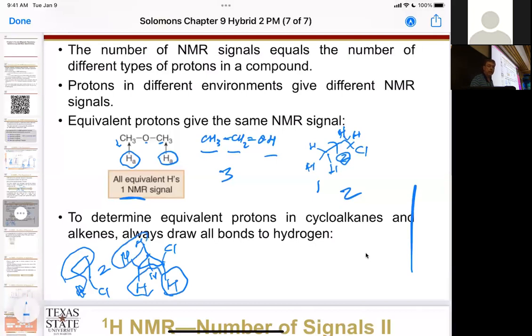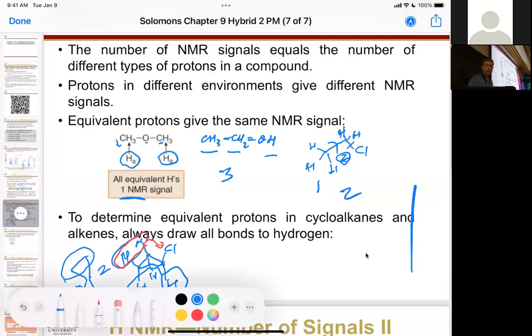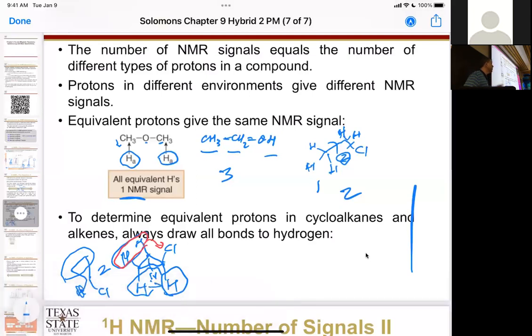Why? These hydrogens are different than the other hydrogens because of their proximity to the chlorine. The other ones are only next to another hydrogen. So I said there were through space interactions that will change the electronic environment as well. So that means this actually has 3 signals, 1, 2, and 3. So it's important to draw those out.